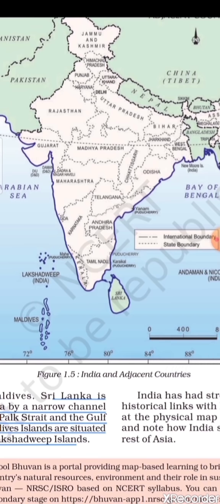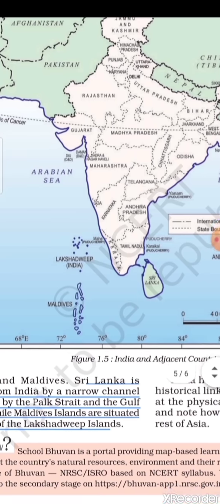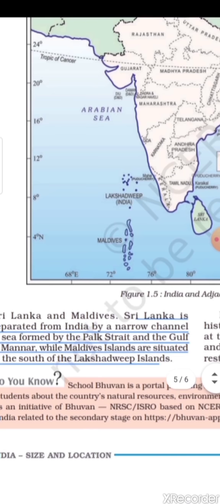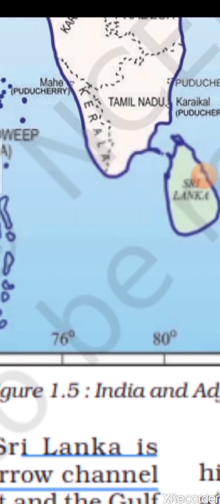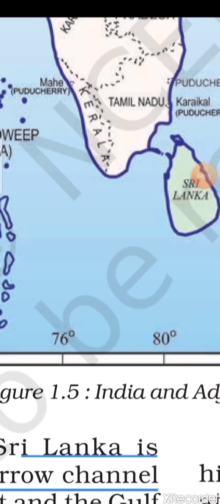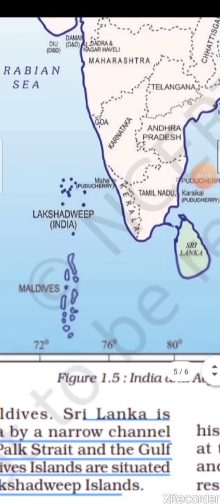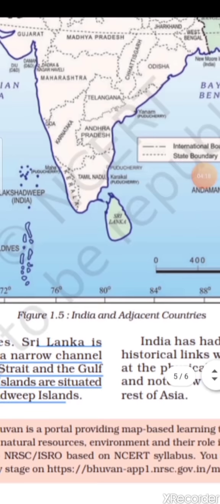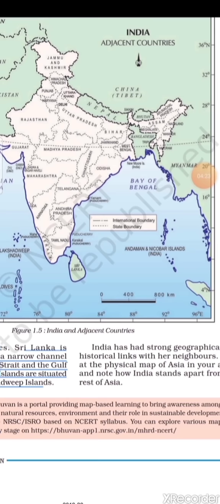And in the south, two island groups are India's neighbors, and these are the Maldives and Sri Lanka. Sri Lanka is separated from India by a narrow channel, which you can see in this map. This narrow channel is known as the Palk Strait and the Gulf of Mannar. India has strong geographical and historical links with its neighbors.